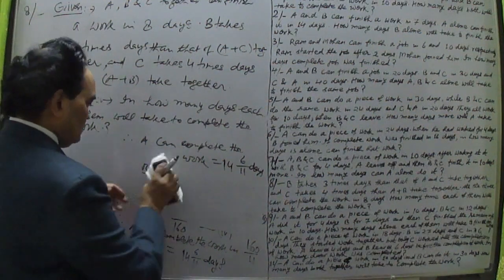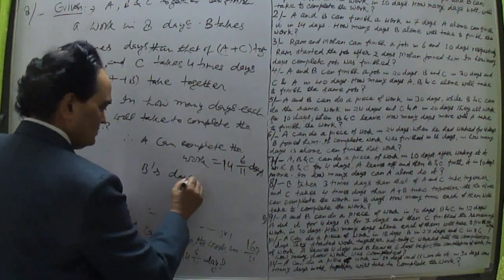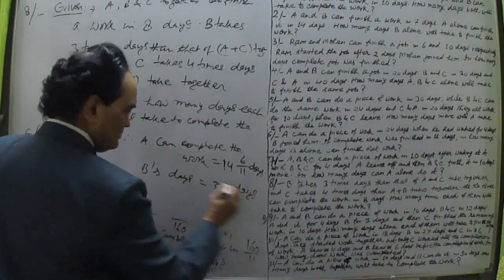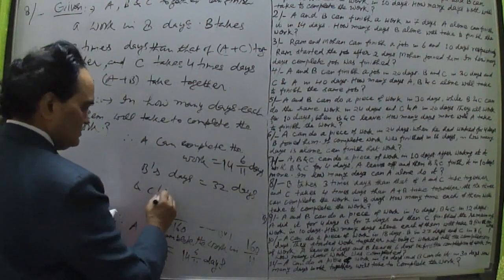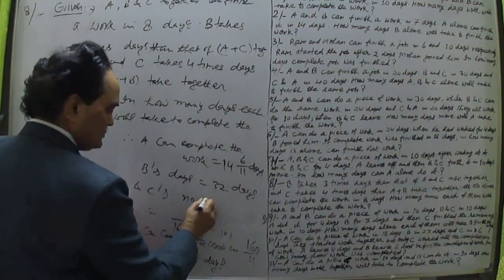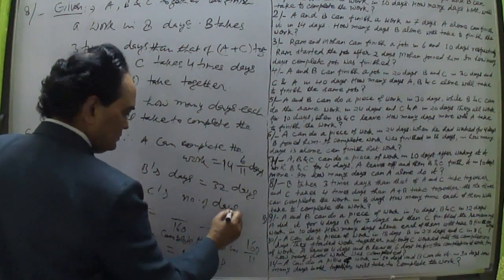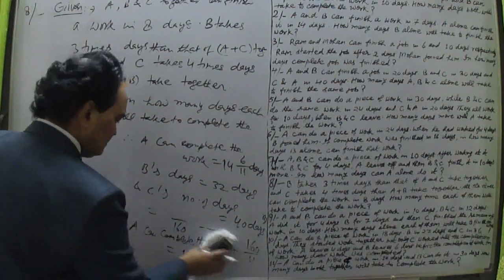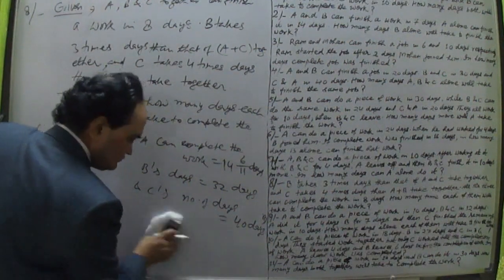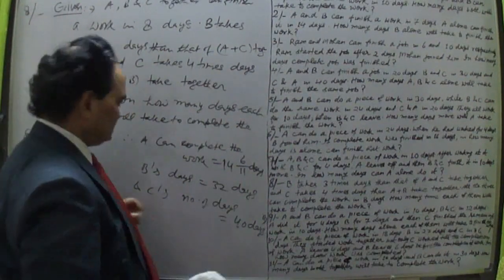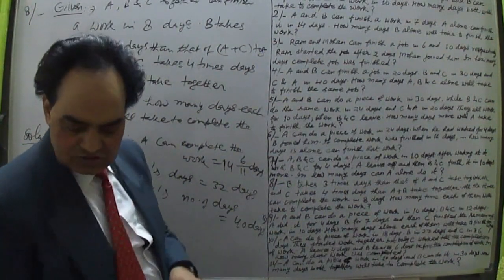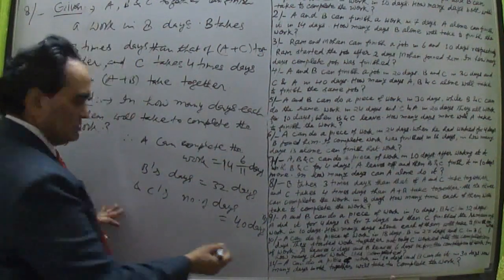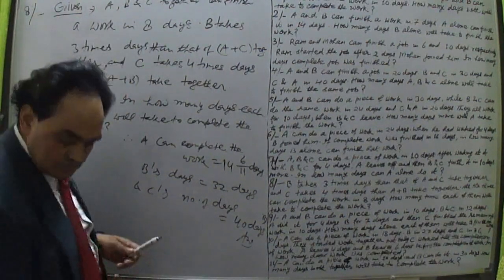B's total days equal to how many days? 32 days, that we calculated. And C's number of days equal to 40. So in 40 days, C alone can complete the work, and B will complete the whole work in 32 days. A is taking less time, 14 and 6/11 days. Okay, so these are the answers for question number 8 that we have completed.